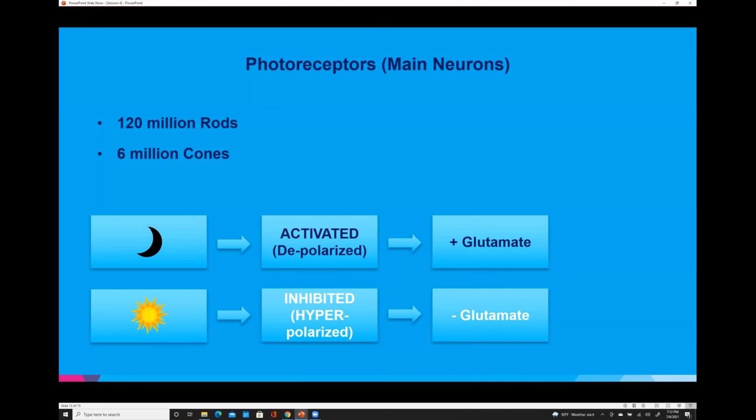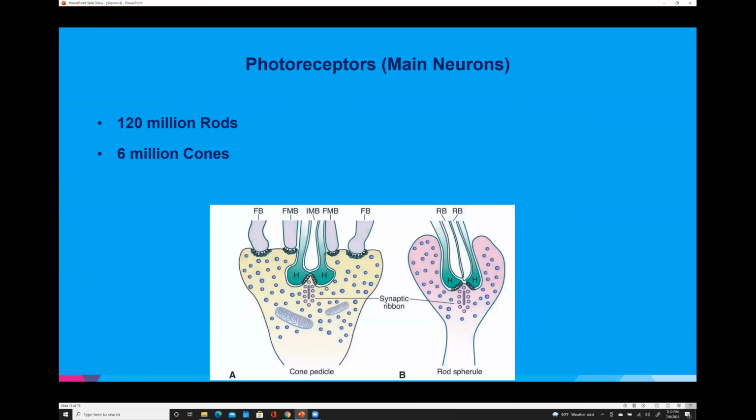Its complexity is in how it receives the photon, but it's not complex in terms of what its response is once it's received the photon. This is what it does. So remember, light stops glutamate secretion at the synapse of the photoreceptor. It stops it. So here is a cartoon, an image literally taken from your BCSC book, and you can see the two different types.